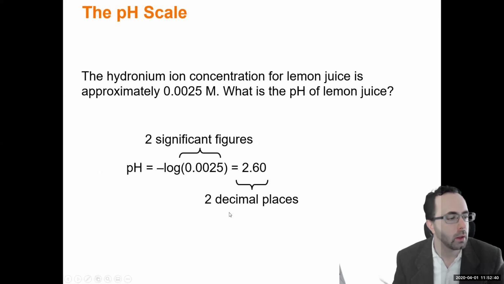Now, in the example I showed you previously, what we had done was take the negative log of a number that was 1 times 10 to the power. What about this? We could ask, what is the pH of a solution that has hydronium concentration 0.025 molar? For this, you'll need to use your calculator. Or 0.0025 molar. For this, you'll need to use your calculator.